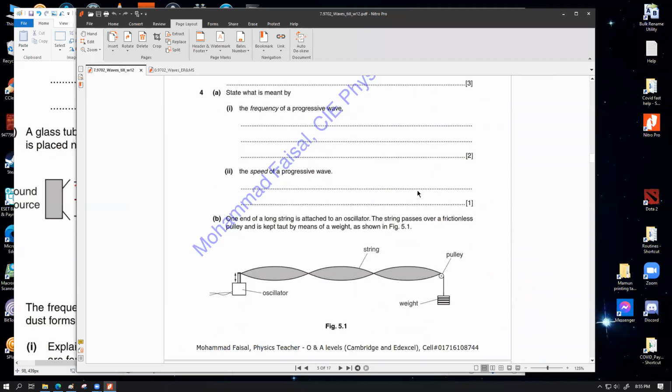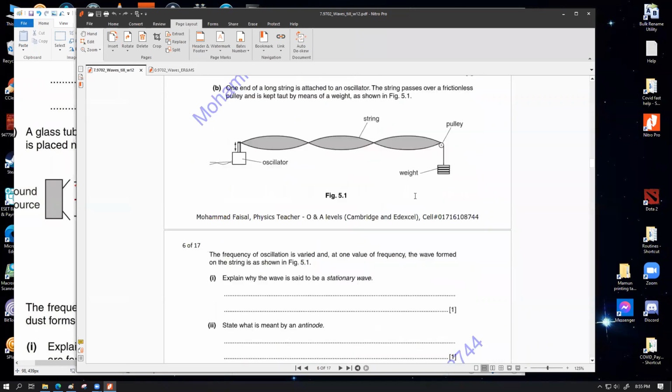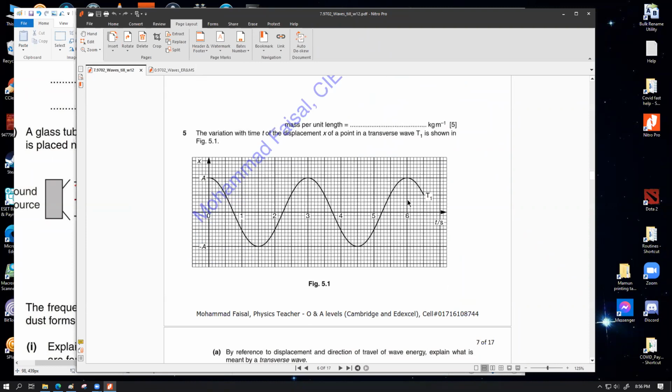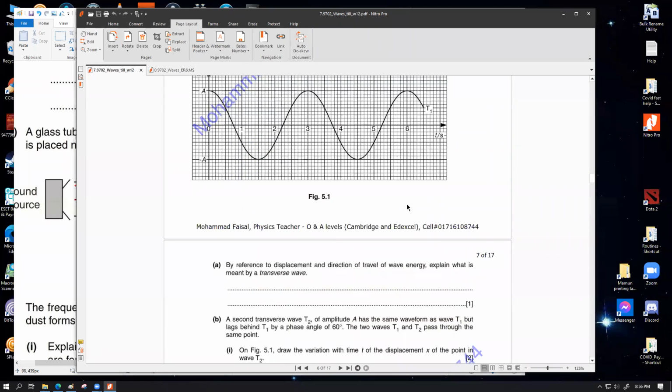The next one is pretty simple. You can try to draw the 5.